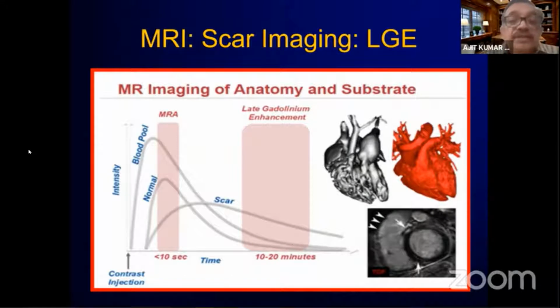So when you image the myocardium at 10 to 20 minutes, you find that the scar is persistent and continues to be persistent with hyperenhancement.